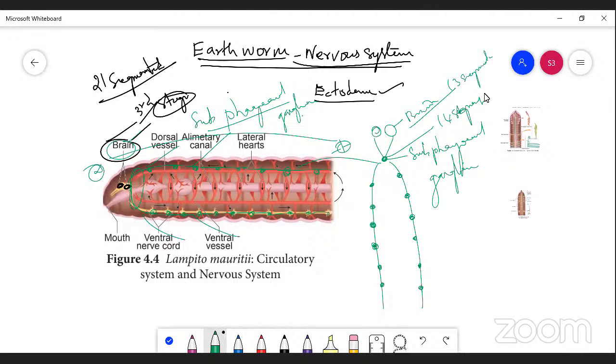Each part of the nerve tract has a ganglion structure, right? So the brain and the subpharyngeal ganglions are connected by certain types of connective tissues. That is called the subpharyngeal ganglion connective tissue. This structure is located on the pharynx, right?